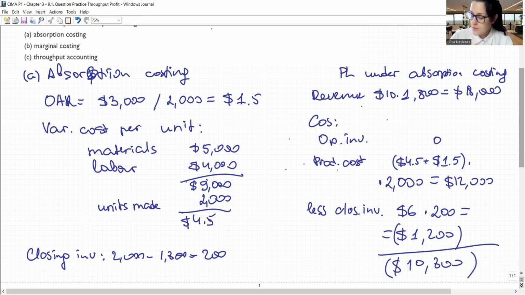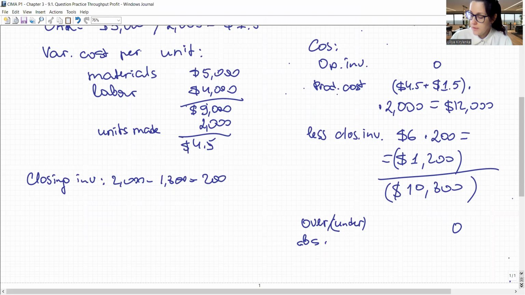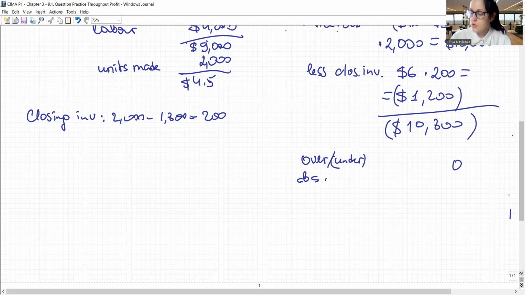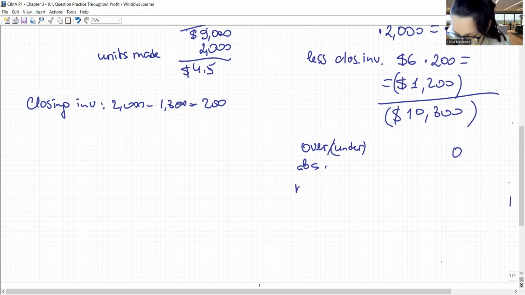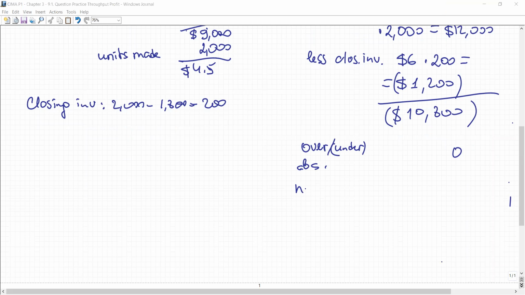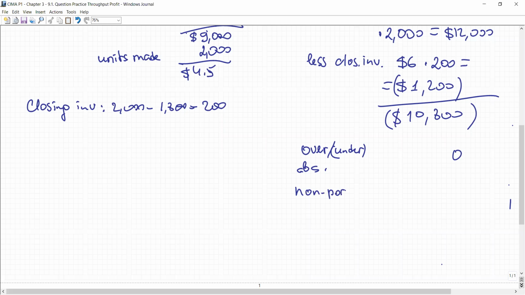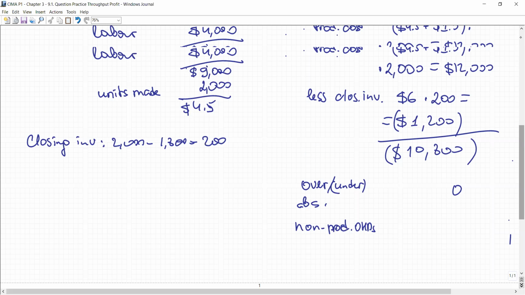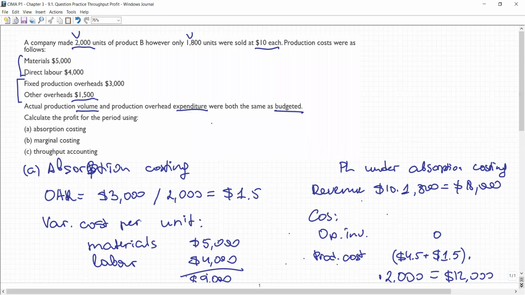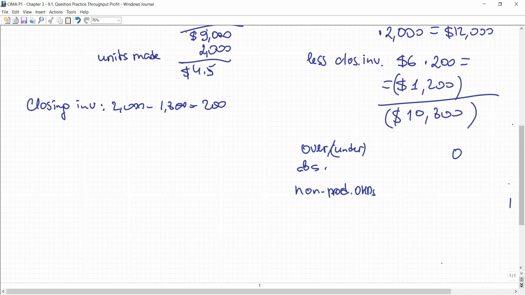And finally, to calculate profit, we need to subtract non-production overheads. And we were told that they were, let me see, 1,500. No problem with that.